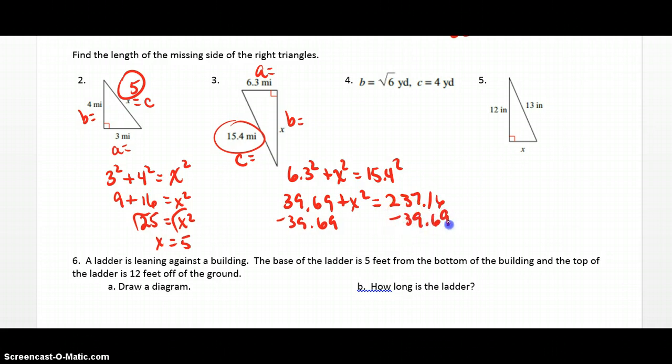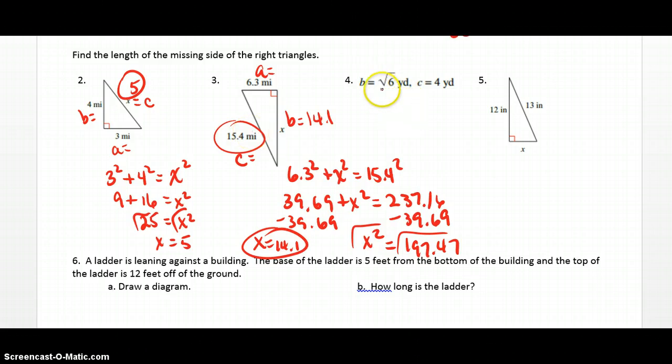Now, in order to find x squared, I need to subtract to get x by itself. Again, this is called the isolation process. 237.16 minus 39.69 is 197.47. If I take the square root of 197.47, the answer is about 14.1. You can double check with your triangle to make sure that the two legs are smaller than the hypotenuse, and they are.